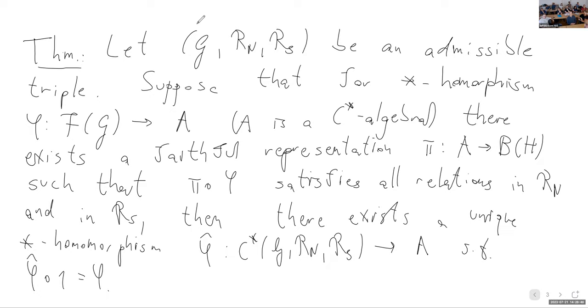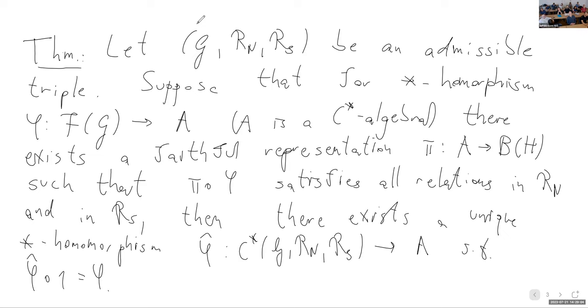Just a sanity check. If RS is empty, then we actually obtain the universal object in the category of C-star algebras. Yes, because then we don't need to represent the algebra in a Hilbert space, because the norm relation can be seen directly in A.